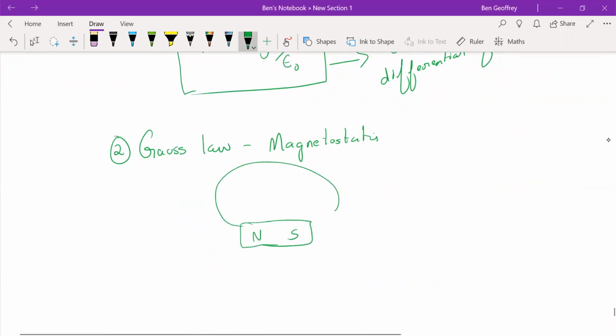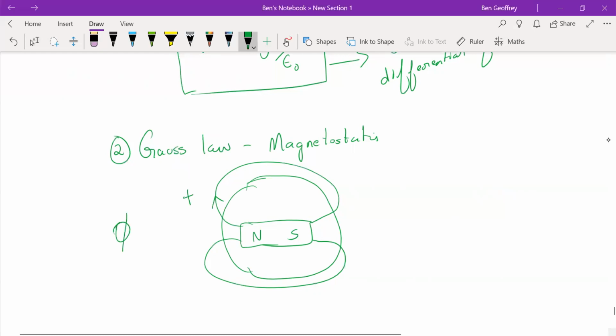They start from the north pole and end in the south pole. If I take a sphere like this, where the field comes out it will get a positive contribution to the flux, and where the field goes in it will get a negative contribution. Similarly everywhere, it comes out positive and goes in negative. Therefore the total flux will be zero in magnetostatics.